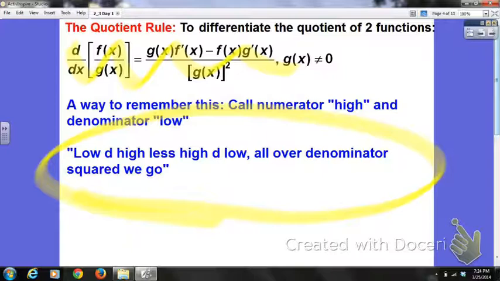Now, low means you take the low function. D high means the derivative of the numerator. Less means subtract the high function times the derivative of the low function, the derivative of the denominator, all over the denominator squared.